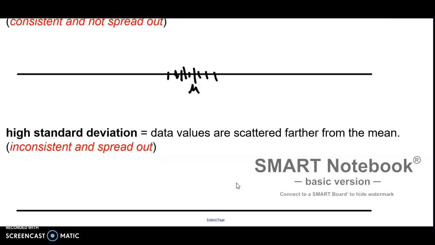But a high standard deviation is the data values are scattered farther from the mean. So it's inconsistent and spread out. So if our mean is here, so mu is here, that means our data values are pretty spread out and not centered. So do you see that? How it's different. So the mean on the first one here for a low standard deviation, all the data points are centered around the mean, but for a high standard deviation, they're spread out. Okay?